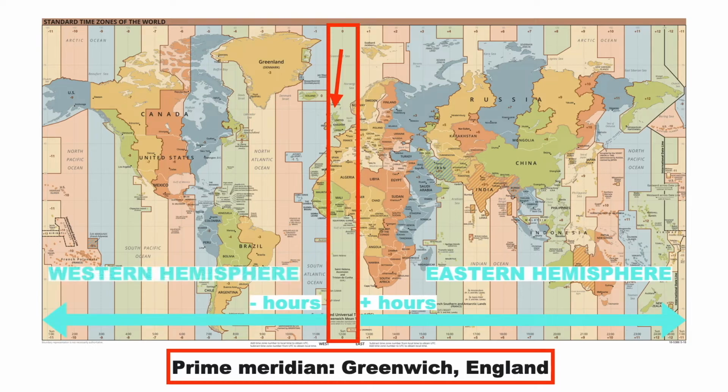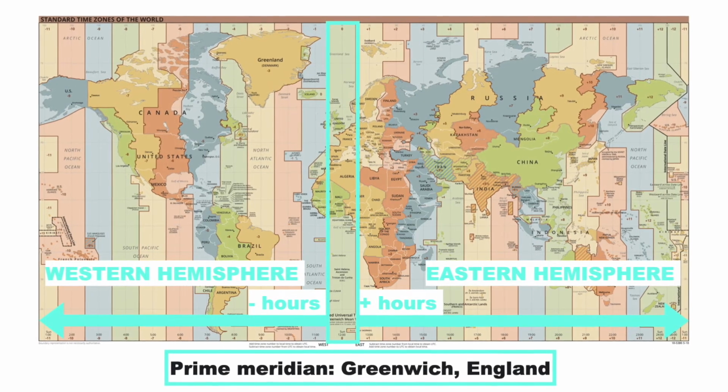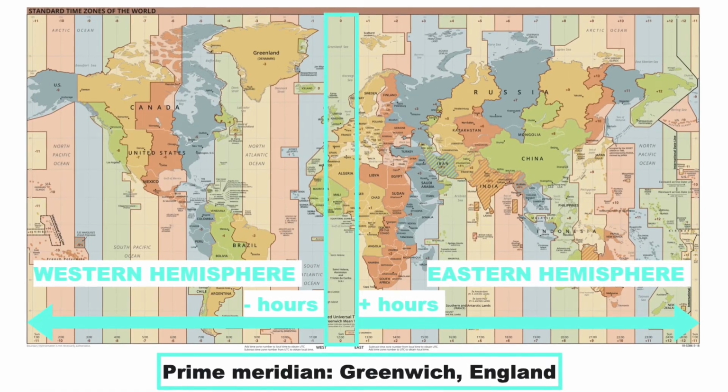North America and South America lie in the Western Hemisphere, west of the prime meridian. Europe, Asia, Africa, and Australia lie in the Eastern Hemisphere, east of the prime meridian. You add 1 hour for every time zone east of the prime meridian. You subtract 1 hour for every time zone west of the prime meridian. There may be local variations, such as daylight savings time.